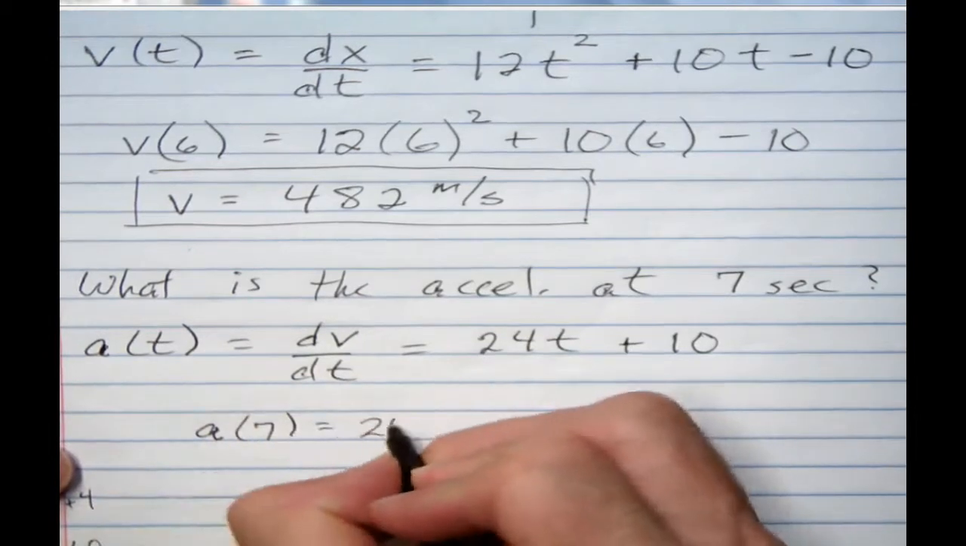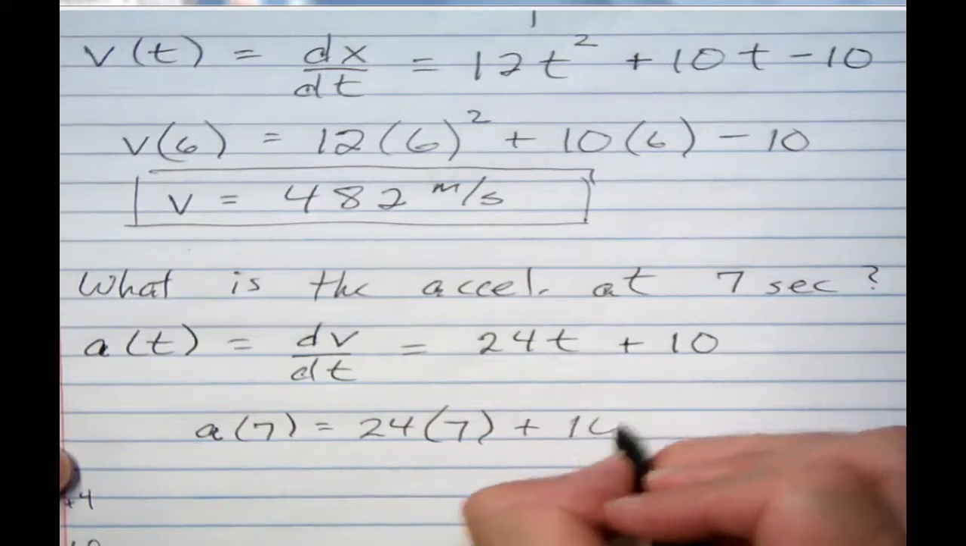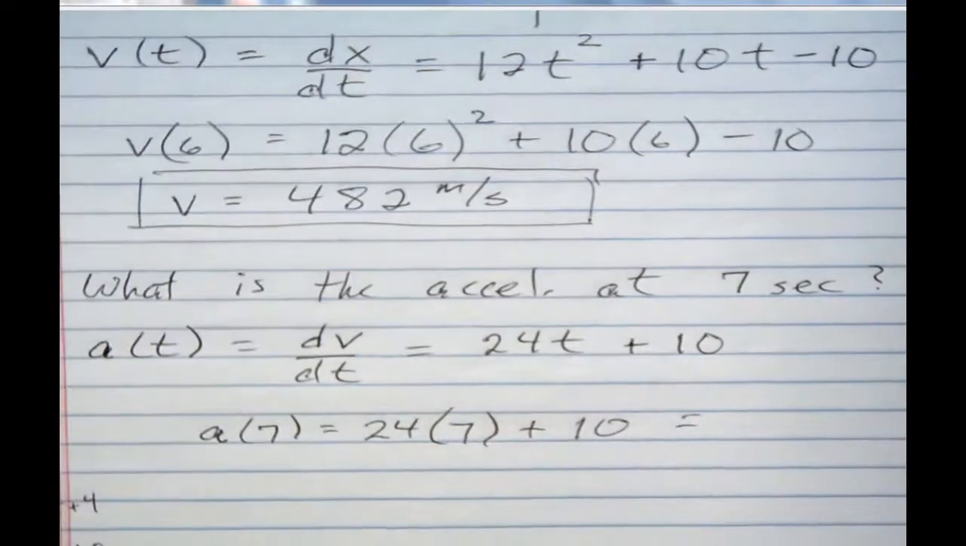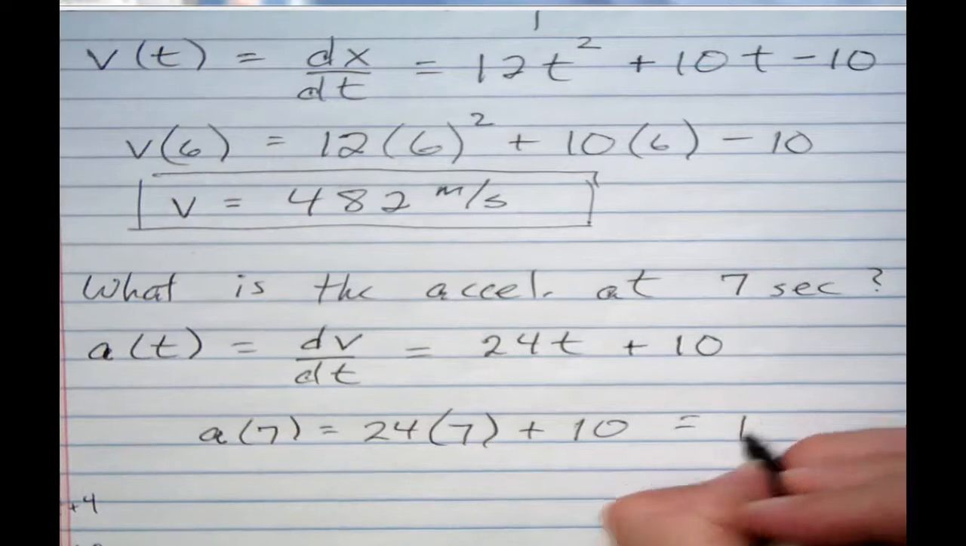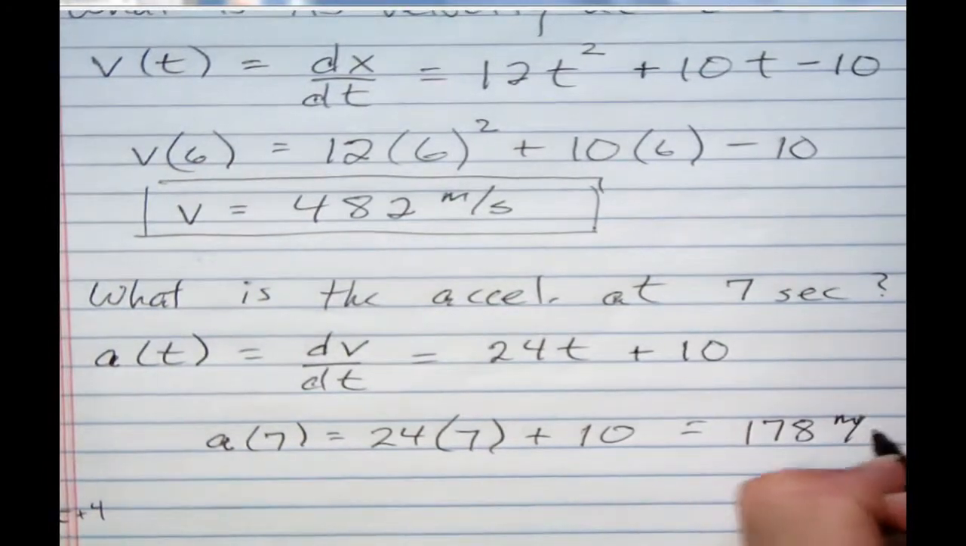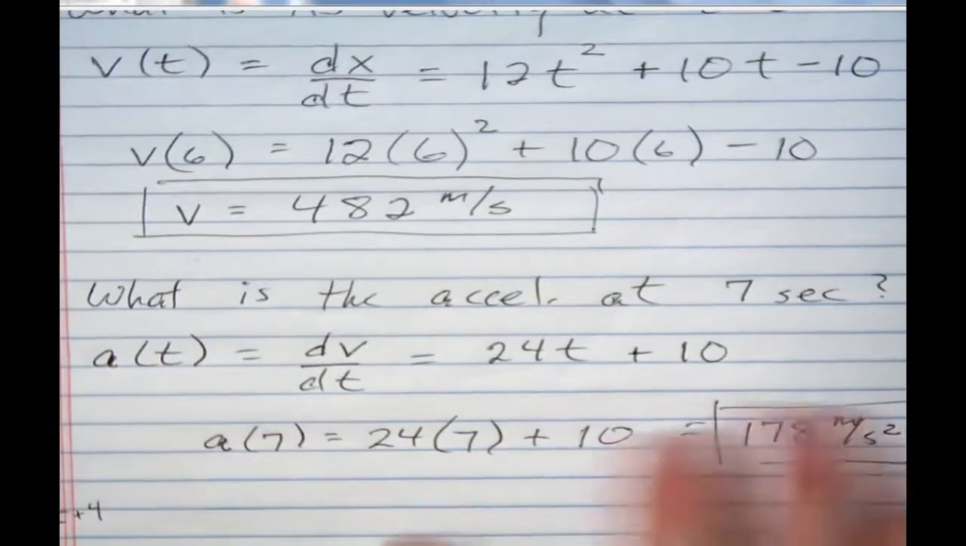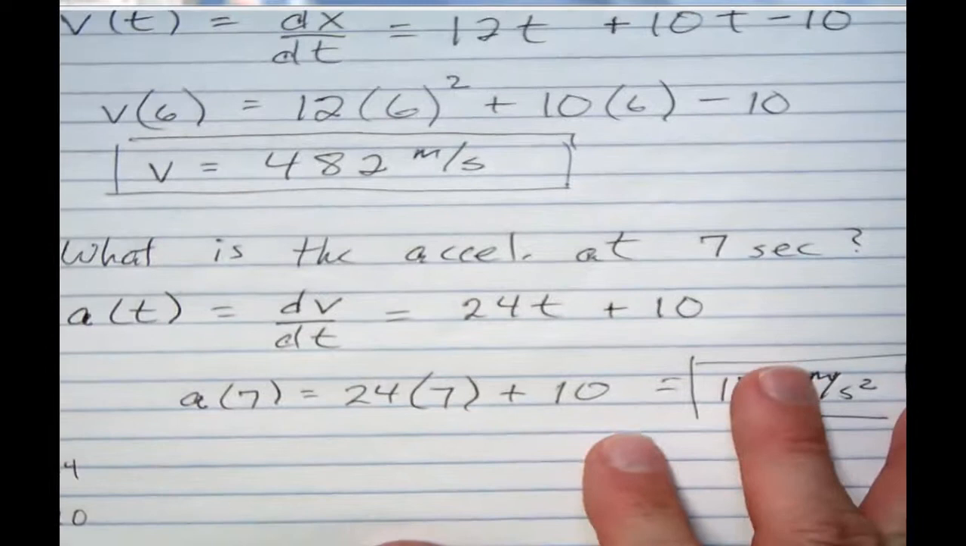So that's 24 times 7 plus 10. Grab the calculator here. And we get 178. And if the units are in meters and seconds, that would be in meters per second squared. Did you see that?